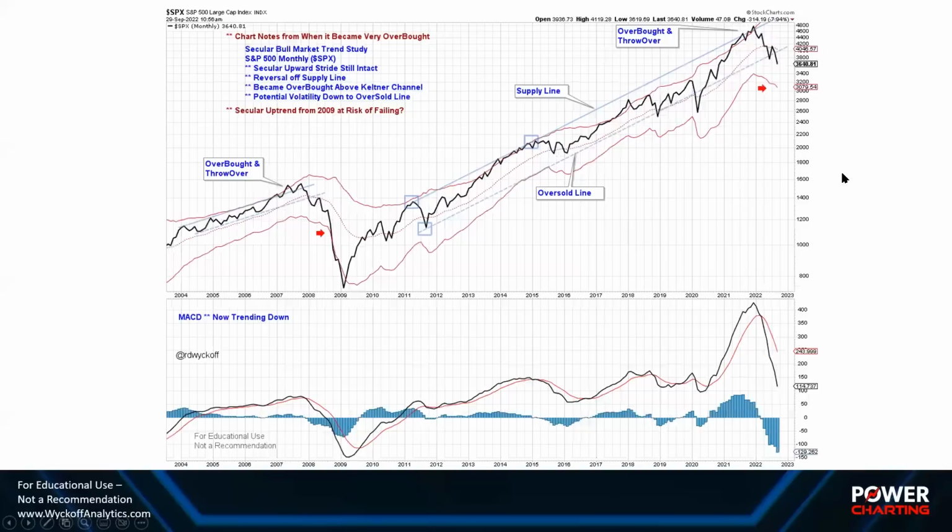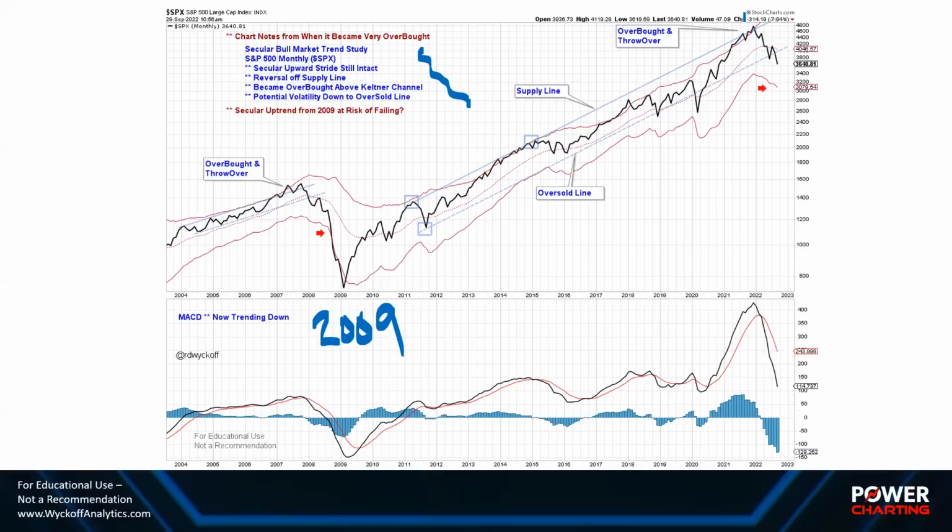Here now, let's turn to the secular trend, also very, very important. And the secular trend goes back to 2009 and has been an epic advance, just an incredible bull market. And so we can see here with the S&P 500, and we showed this at the time here on Power Charting and other places at the throw over, and these were my notes from that time, that the upward stride was intact. We had a reversal.